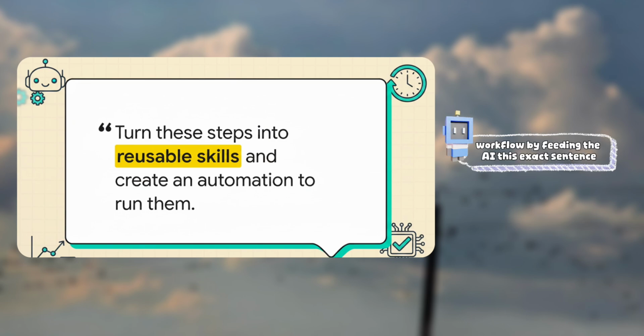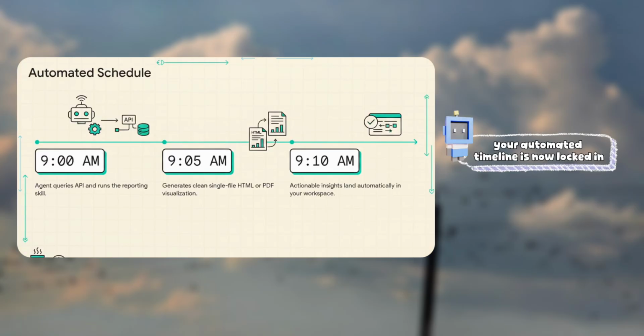By feeding the AI this exact sentence, you are using a super powerful feature called agent skills. Codex or Claude Code will actually save your entire sequence, the data extraction, the variance calculations, the HTML formatting, as a reusable skill stored right at your system level. It literally learns the workflow. Then, it utilizes Composio's trigger system to set up a totally event-driven schedule. Your automated timeline is now locked in.